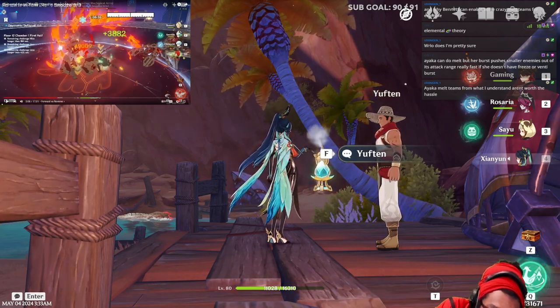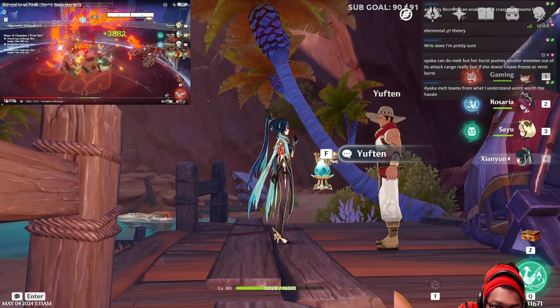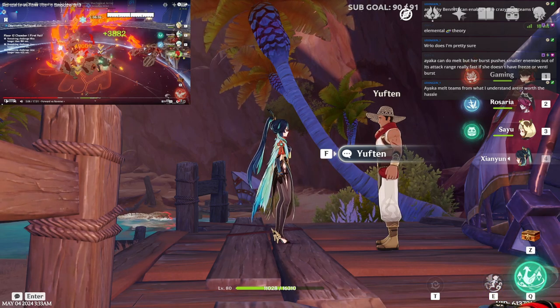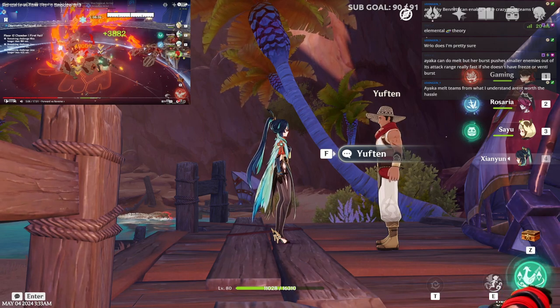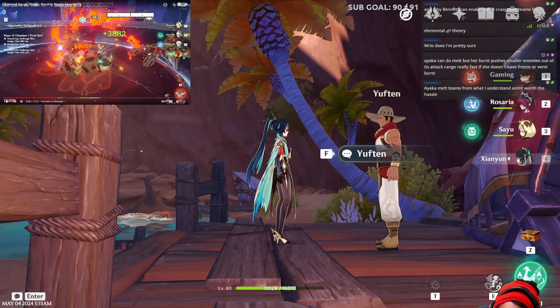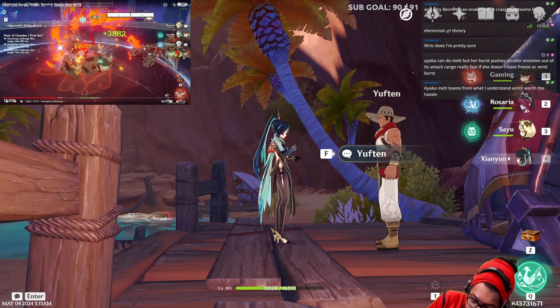Ayaka can do melt, but her burst pushes smaller enemies out of its attack range really fast if she doesn't have freeze or Venti burst. So that's why you always see her freeze the enemies first, because her burst does a ton of damage, right? Yeah, that's maybe the reason why. Ayaka melt teams, from what I understand, aren't worth the hassle. Maybe because of the nature of her kit.